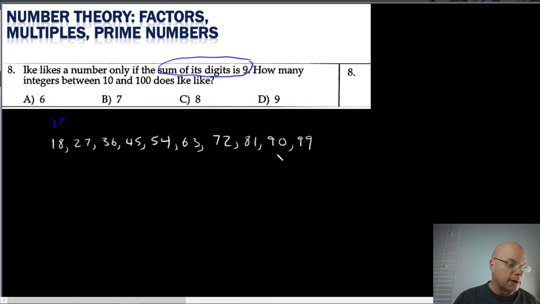Interesting, because I got this problem wrong when I first did it, and the reason is I saw the divisibility rule for 9, and I didn't see that it was specifically the sum of the digits is 9, not just a multiple of 9. The sum of the digits for 99 is 18, so that would not be included. But all of these other ones, you could tell very quickly, have a 9 as the sum of their digits. So there's 1, 2, 3, 4, 5, 6, 7, 8, 9 of them.